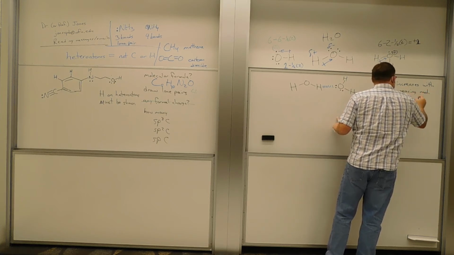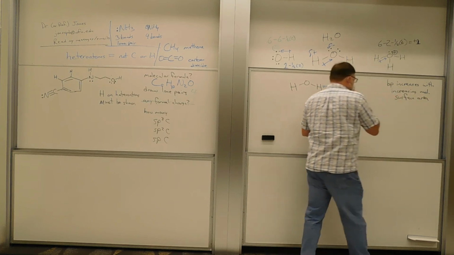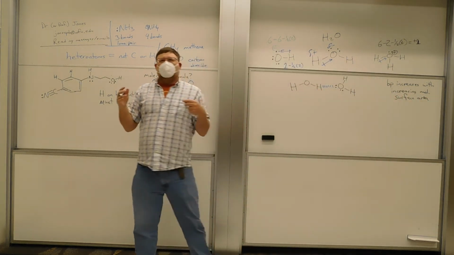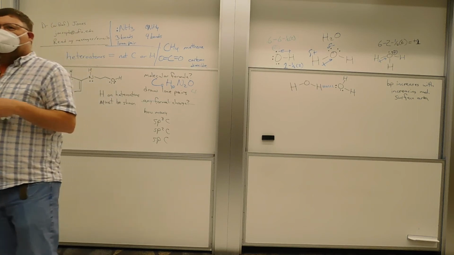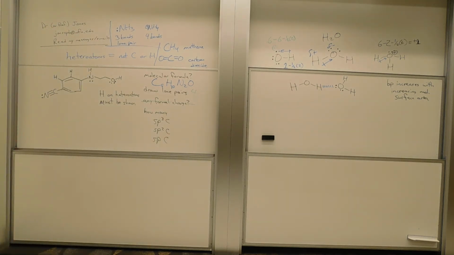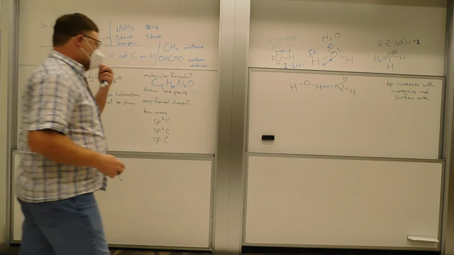I'm going to write the technical, all right? So boiling point, all else being equal, increases with increasing molecular size, surface area of the molecule. You can basically sub in for that molecular weight. The higher the molecular weight, the higher the boiling point.